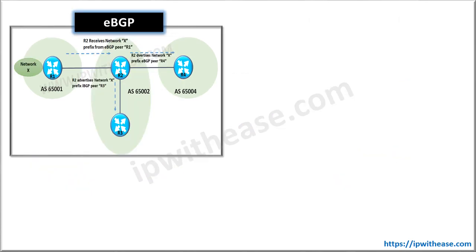In the first diagram, we can see that R2 is receiving prefix or network X from R1, its eBGP neighbor, and since this network has been learned from its eBGP neighbor, R2 will advertise it further towards its eBGP neighbor, that is R4, and towards its iBGP neighbor, which is R3.